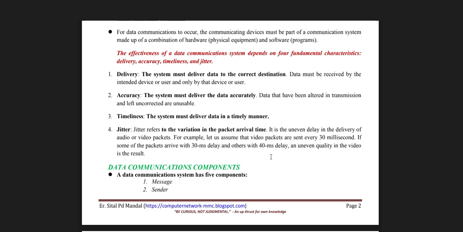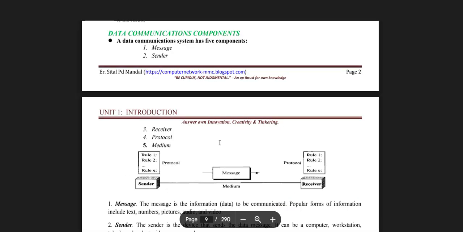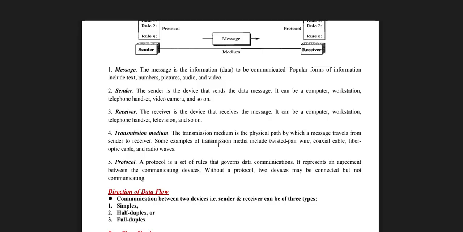Also, data communication component. Data communication system have five component: message, sender, receiver, protocol, medium. Message, sender, rule 1, rule 2, rule n, receiver. The message is the information data that can be communicated. Popular forms of the information include text, number, picture, audio, and the video. Sender: the sender device that sends the data message. It can be a computer, workstation, telephone, handset, video camera, and so on. The receiver is the device that receives the message. It can be a computer, workstation, telephone, handset, television, and so on.